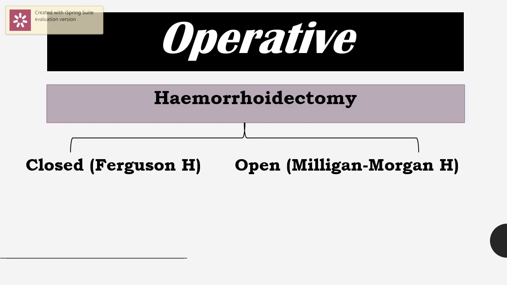So in operative technique, the most common operative technique is hemorrhoidectomy, which is again divided into closed or open. The closed one is developed by Ferguson. Therefore, it is known as Ferguson hemorrhoidectomy, and the open one is developed by Milligan and Morgan.